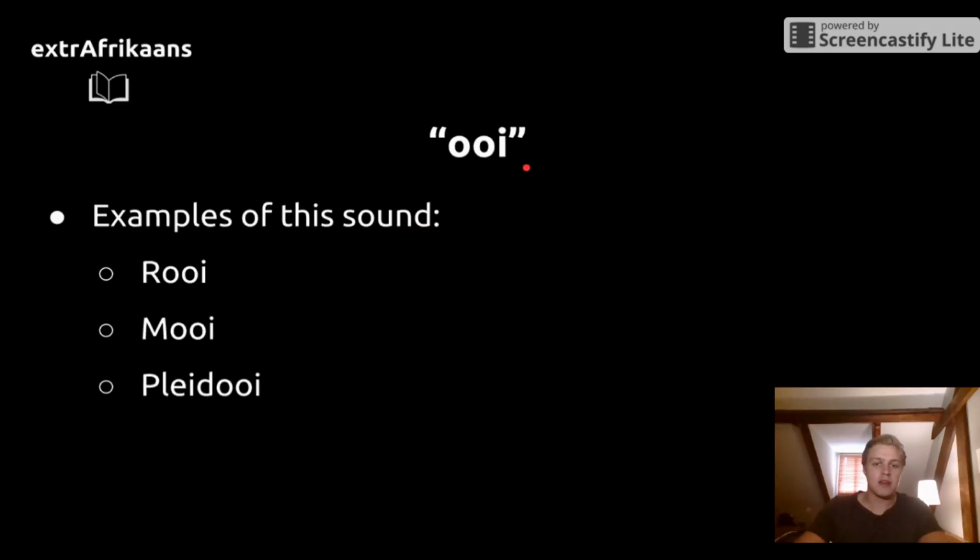Up next we have oi, O-O-I for oi. Examples of this sound include rooi, which is red, mooi, which is pretty, and pleidooi, which is to plead. Next we have u, which is a u and a u together for u. It's a long vowel. Examples include huur, which is to rent, uur, which is hour, and muur, which is a wall. Next we have u and i combined for oi. Examples are uit, which is out, ruit, which is a window pane, and spuit, which is to squirt or to inject.